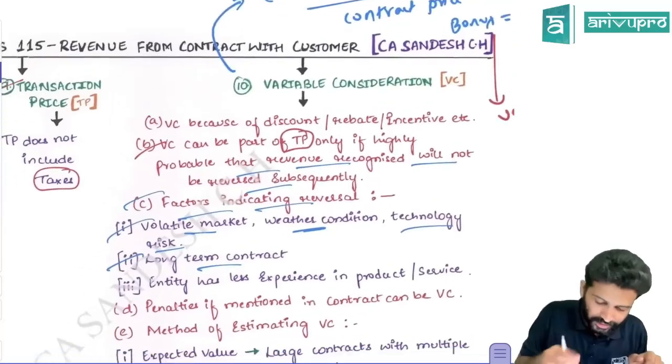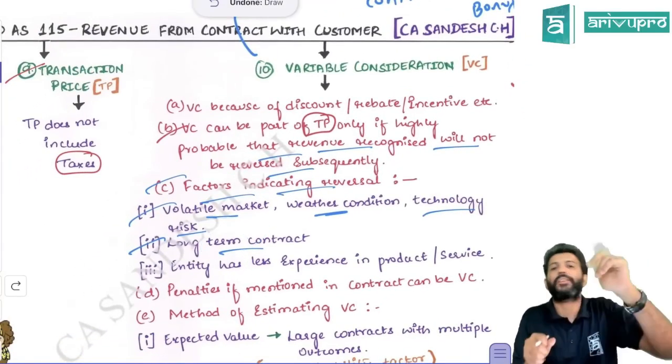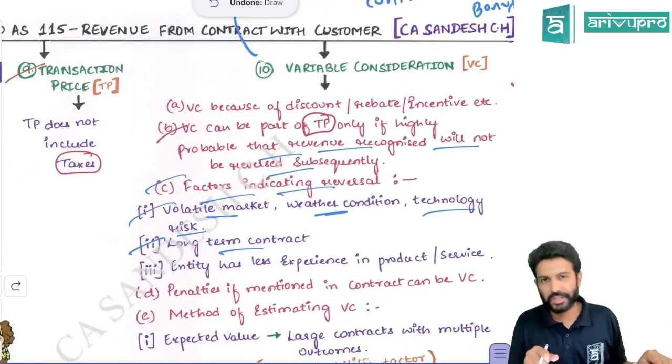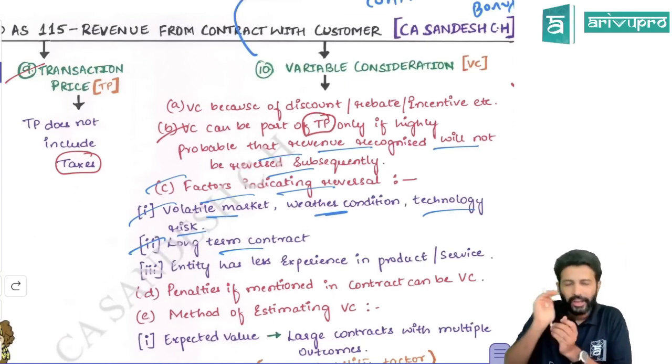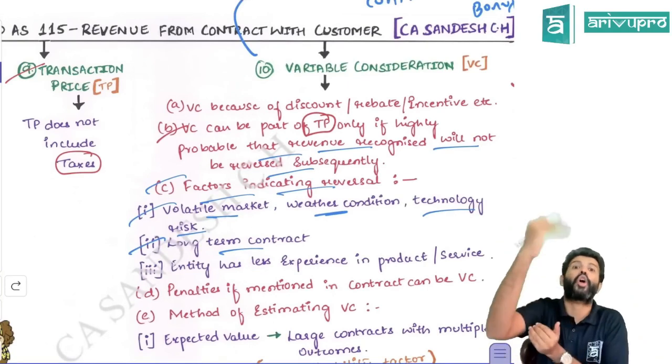Okay, so that is what they're saying. If these are there, be a little careful before adding variable consideration to the transaction price. The standard is not denying the addition, it only says exercise extra caution.